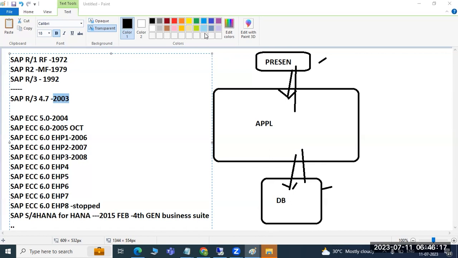S4 HANA only supports the HANA database. Only means SAP S4 HANA only supports the HANA database. Yes, that's why they have named it S4 HANA. Because the HANA database is an SAP product only. If other customers started using SQL and Oracle, then their revenue will be down, right? So that's the reason. Let me stop the recording.